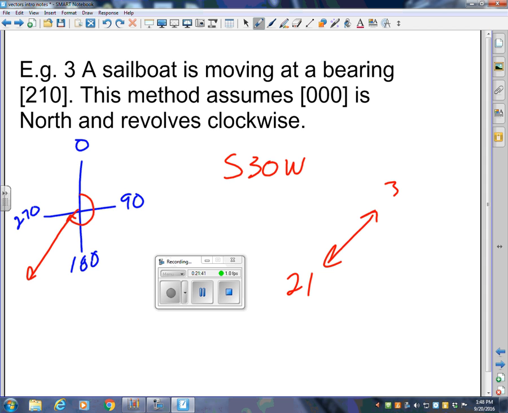How'd you get 3, Teague? Because it's just near the traffic. It's right over here, right? Okay. It'd be like a whole 180. Yeah. Would you take 210 and subtract 180? Yeah. And you'd get 30.